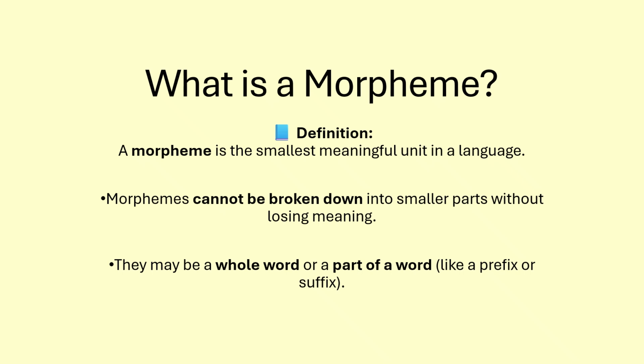Perhaps a useful way of thinking of morphemes is to think of the Lego blocks of language. Each one holds a piece of meaning. Some stand alone as words, others attach to change the meaning or the tense of that word. So a morpheme is the smallest meaningful unit in a language. It can't be broken down into smaller parts without losing its meaning. They may be a whole word or part of a word, like a prefix or a suffix.